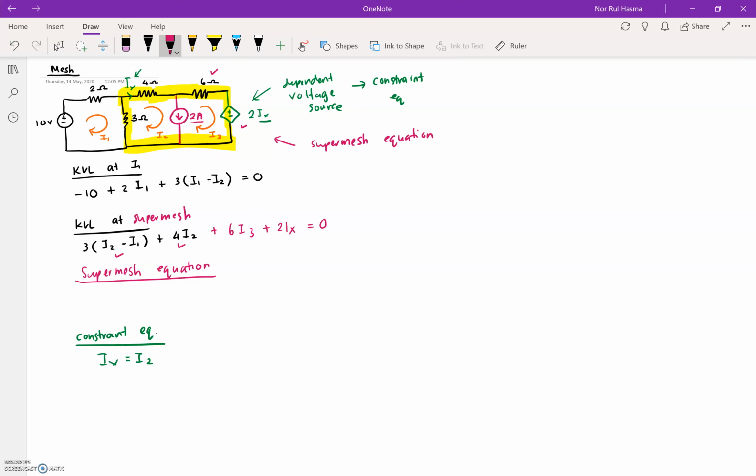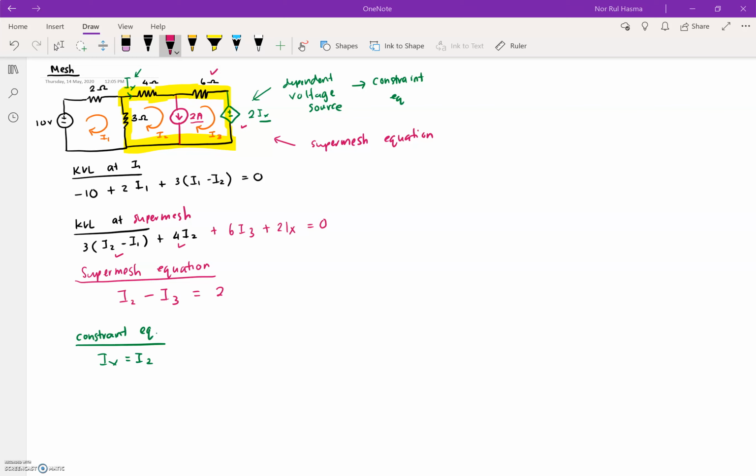Which is, the direction of I2 is the same as the direction of the 2 A source. Therefore, I2 minus I3 is equal to 2. So this is the equation for the circuit with a super mesh.